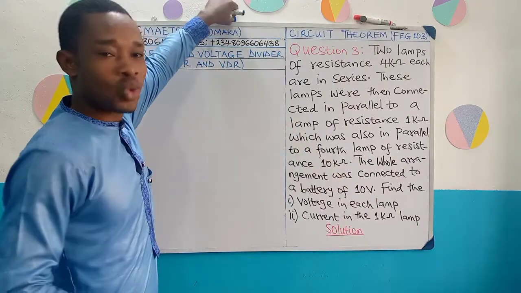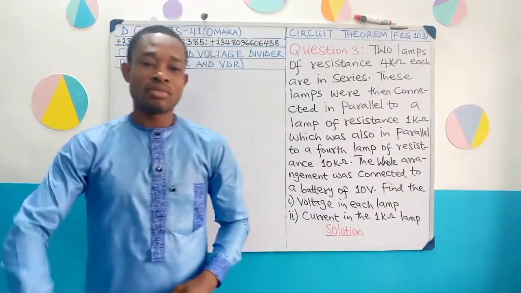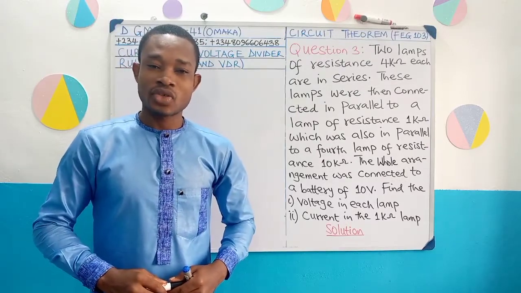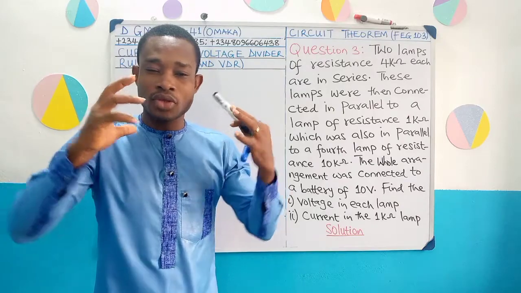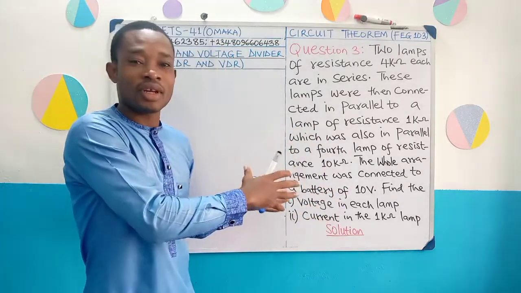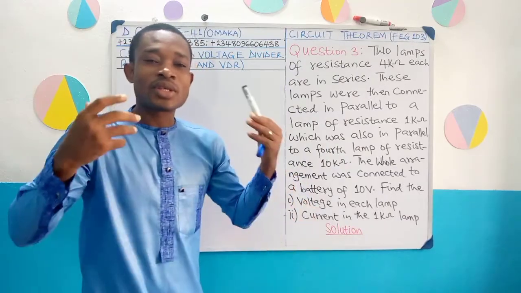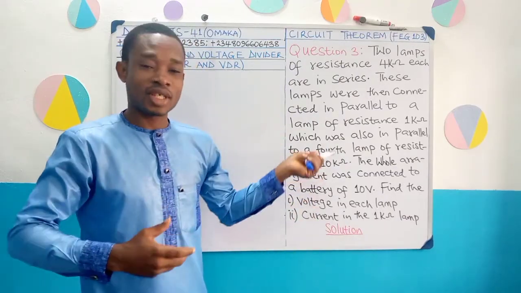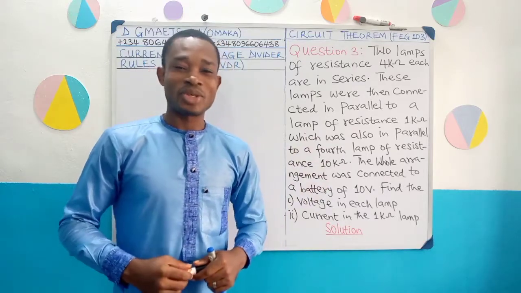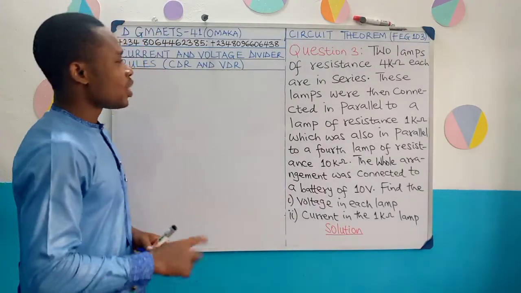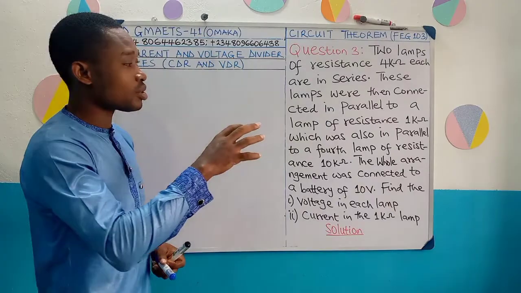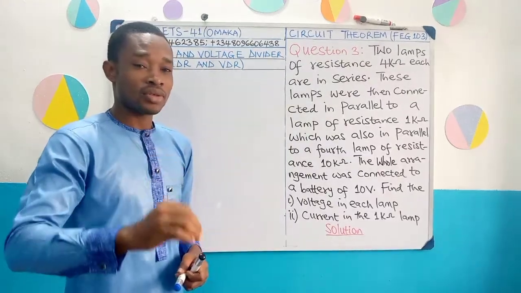How do we approach this question? We're going to make a sketch of what the circuit looks like. However, I would like to say that if one actually understands this analysis on the board here, given the question, we can actually solve it without even drawing the sketch. But for the purpose of clarity, I would like us to make a sketch of it. We have two lamps of resistance 4 kilo ohms each. Now, these two lamps were connected in series.